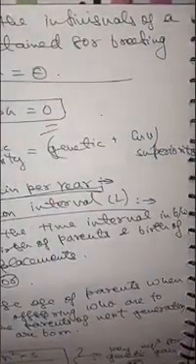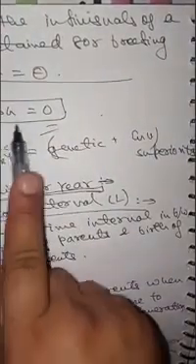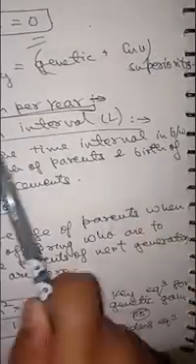Now, if all the individuals of a population are retained for breeding, then selection is not present. Then S and delta G are 0, because no individual has been selected. Thus there is no selection differential. So S is 0, and that is why delta G is also 0. Phenotypic superiority is genotypic plus environmental superiority.